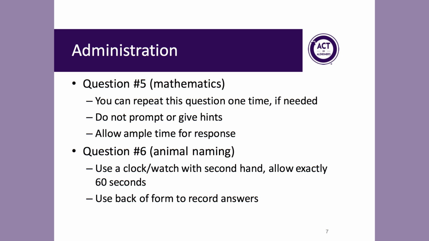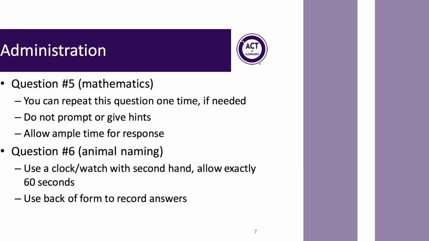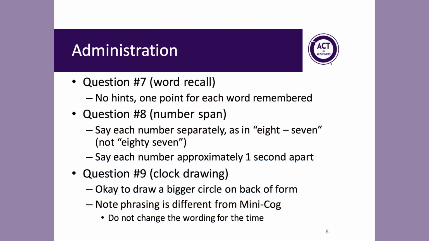Question number 6 is animal naming. Make sure that you use a clock or a watch that has a second hand, so that by the time you begin and end the task, you've allowed exactly 60 seconds. You can use the back of the form to record the person's answers. Question number 7 is the word recall portion of the SLUMS. Remember, don't offer any hints, and the person receives 1 full point for every word that they remember verbatim.